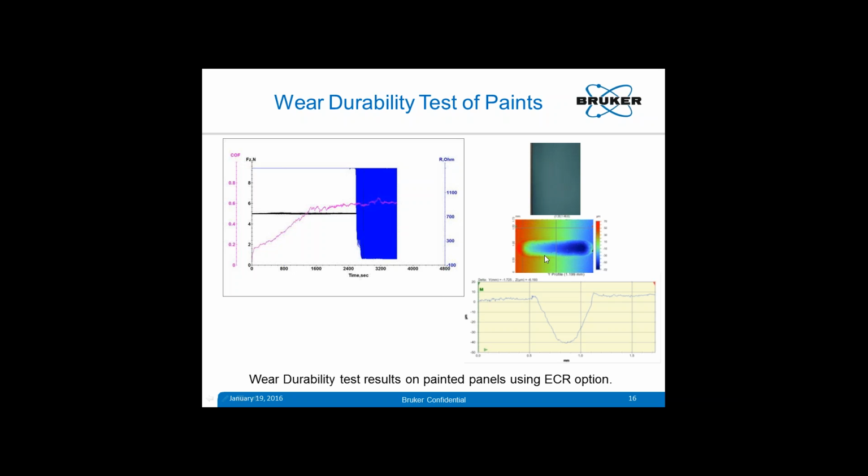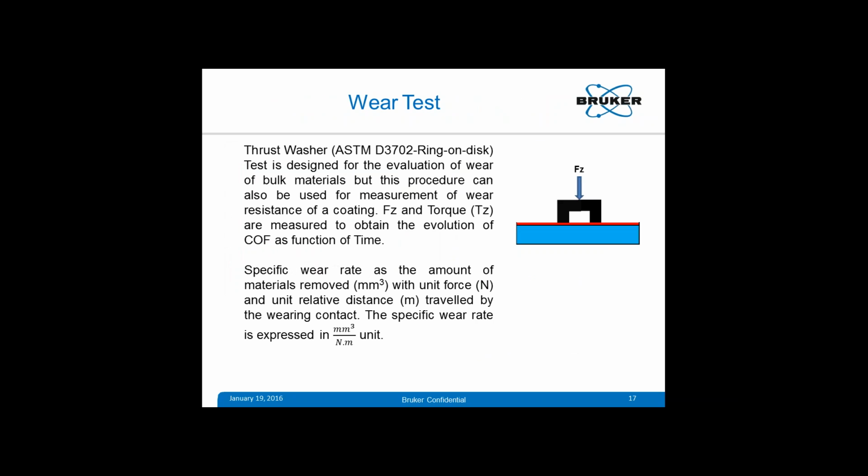After finishing the test, the wear scar was evaluated. We found that it is about 40 micron deep, which corresponds to the thickness of the coating. So the wear durability test can be used for evaluation of paints and other coatings, and also for comparing their performance in service.